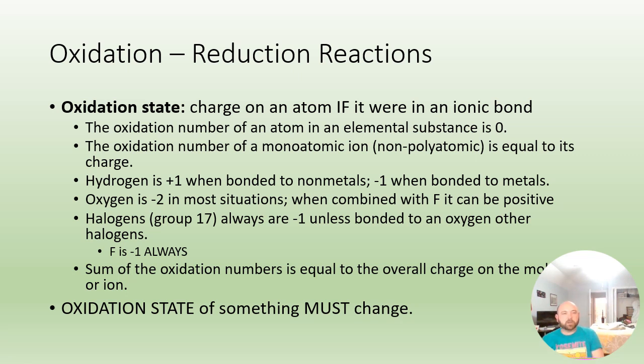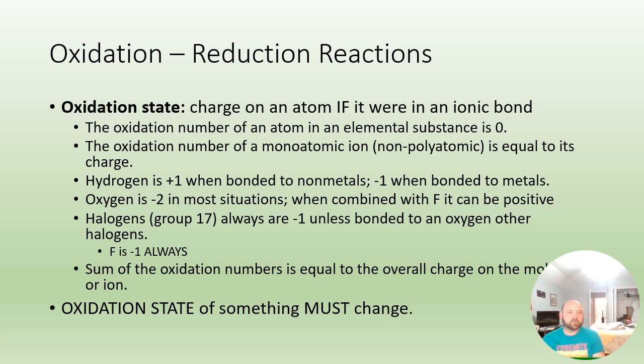And so we can assign oxidation state using the following set of rules for any element or any atom in any compound. The oxidation number of an atom in an elemental substance is 0. So if an atom is just by itself or bonded to itself, like a metal atom by itself in a reaction, or for instance, an O2 or an I2 or a Br2 or something like that, in its elemental form, all atoms have oxidation states or numbers of 0.